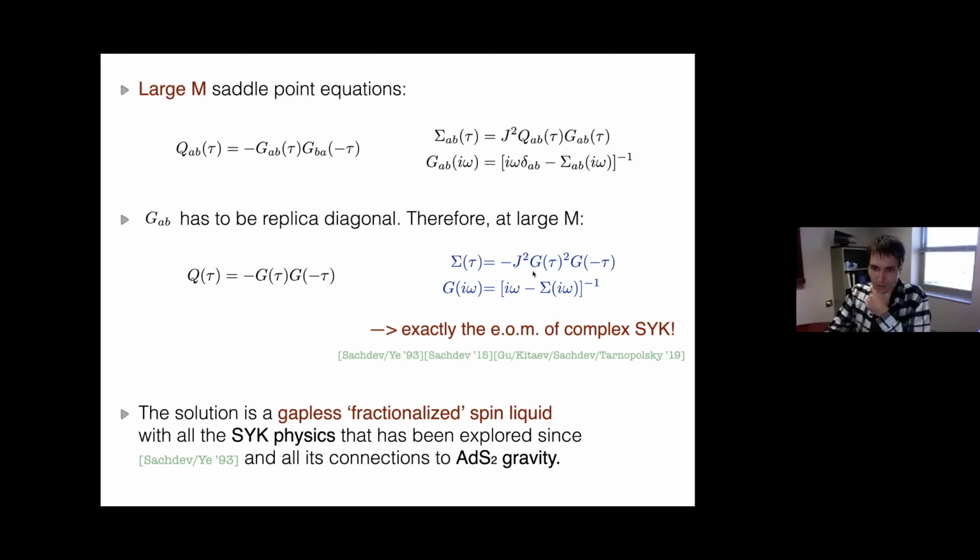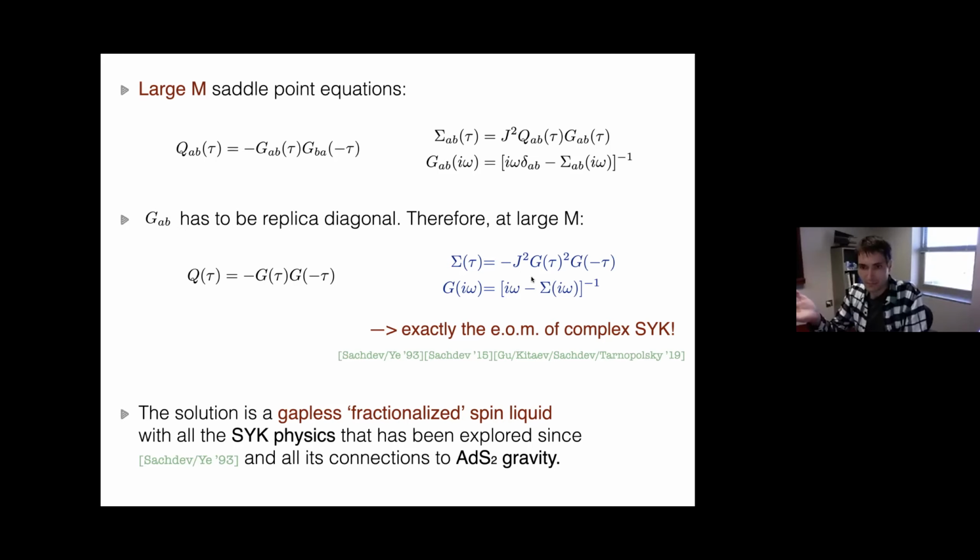Right, so these blue equations here, that's exactly like in the SYK model. The difference now is that G is a 2-point function for these fractionalized degrees of freedom, these spinons that I introduced to formulate the problem. But other than that, at the level of the equations, these are precisely like for complex SYK.